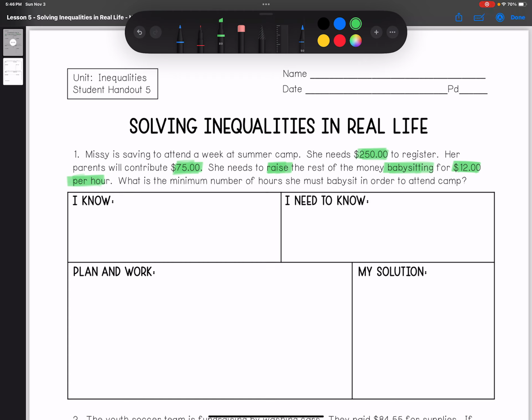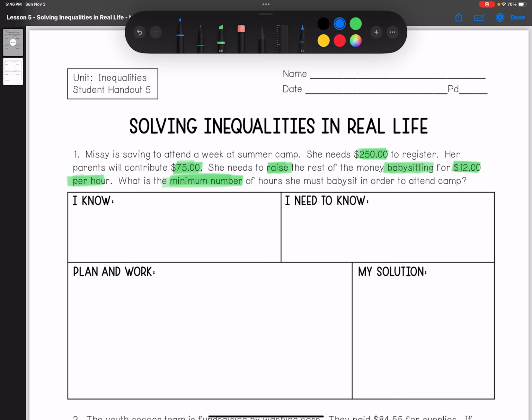Minimum. So if you go back and you look at your homework from yesterday, minimum, okay, that is greater than or equal to, because that's the middle. That's the smallest number she can have. It needs to be more than that or equal to that. So greater than or equal to. So now let's go fill in everything we know based on what we've read right there.